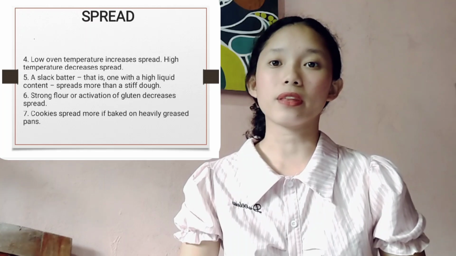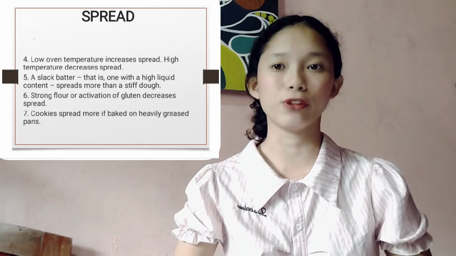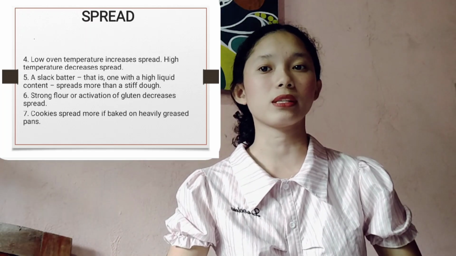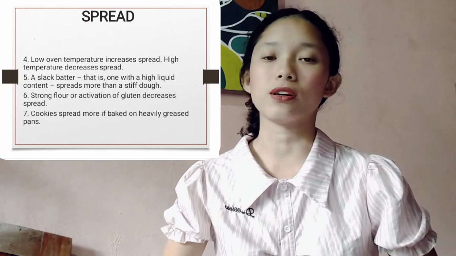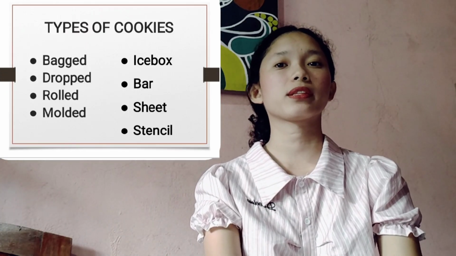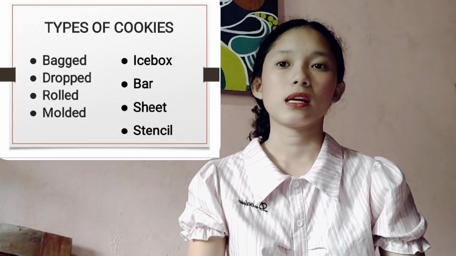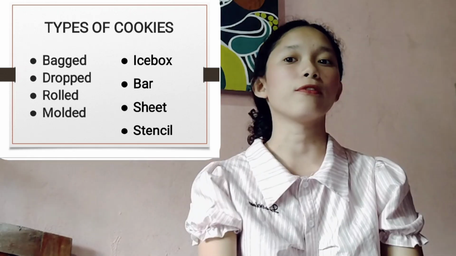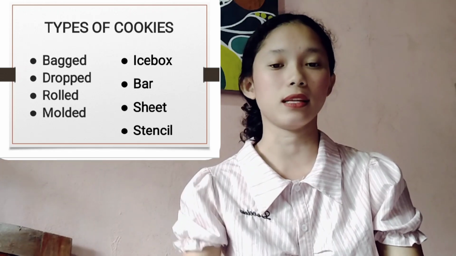A slack batter, that is one with a high liquid content, spreads more than a stiff dough. Another thing, strong flour or activation of gluten decreases spread. And cookies spread more if baked on greased pans. Now let's proceed to the types of cookies. We have eight types of cookies. First is the bagged cookies. Next is the drop. We have rolled, molded, icebox, bar, sheet, and stencil.